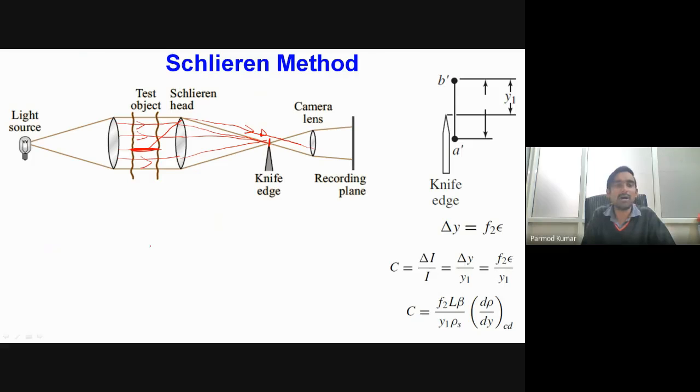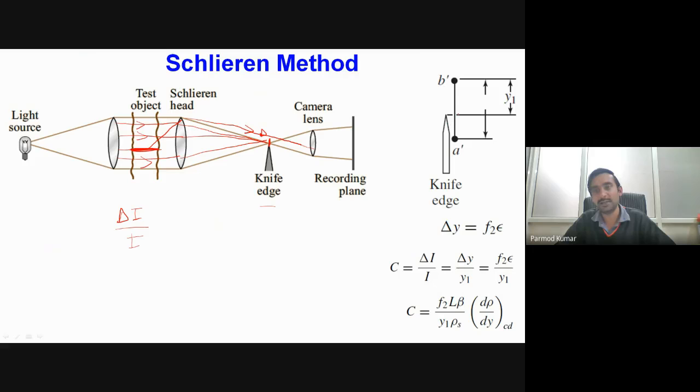Okay. So now what will be happening? Generally what we do is try to block the path of only the beam which has come undeflected. Okay. So in this particular arrangement, we can find out how much change in intensity there will be corresponding to the original intensity of the image when we do not have any obstruction in our flow field or any gradient of density in our flow field.